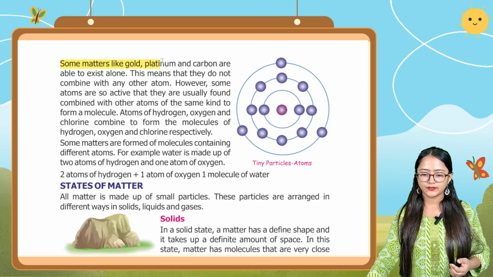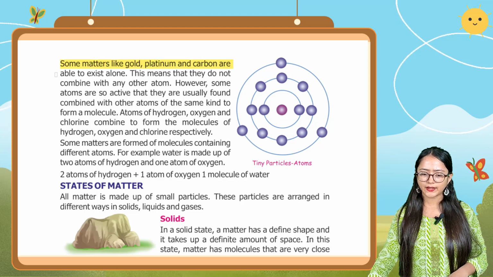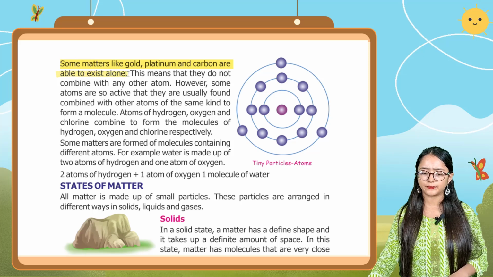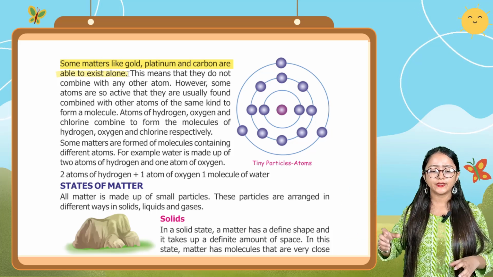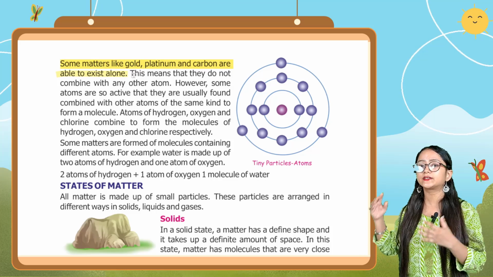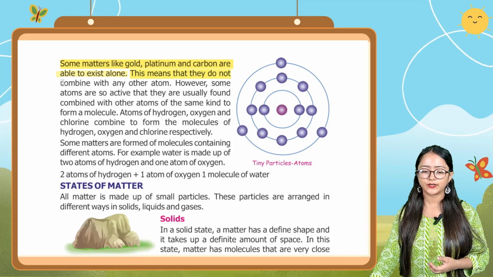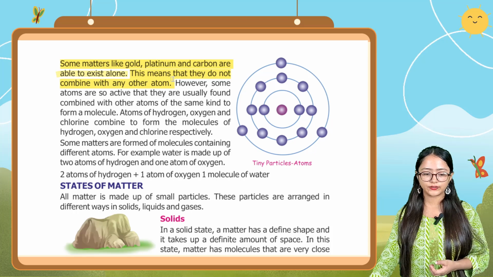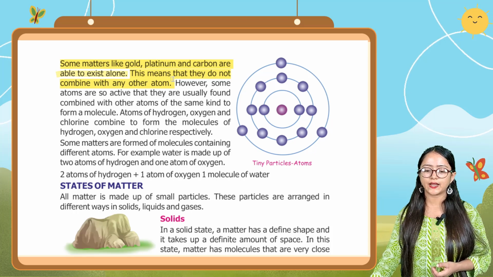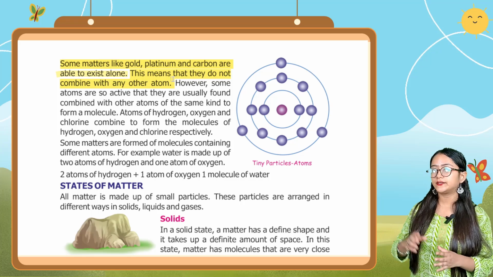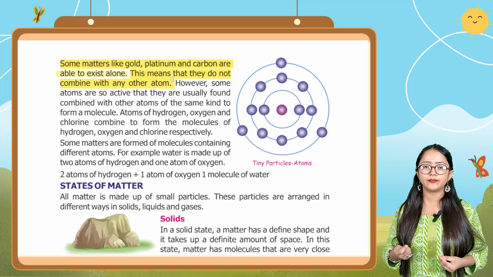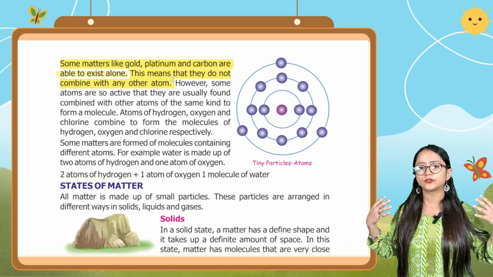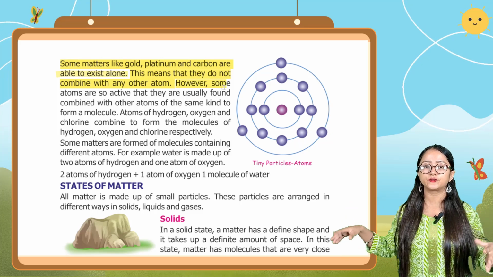Now the next one: some matter like gold, platinum and carbon are able to exist alone, individually. This means that they do not combine with any other atom. They don't want to make a team with any other atom. They just want to work independently and individually.